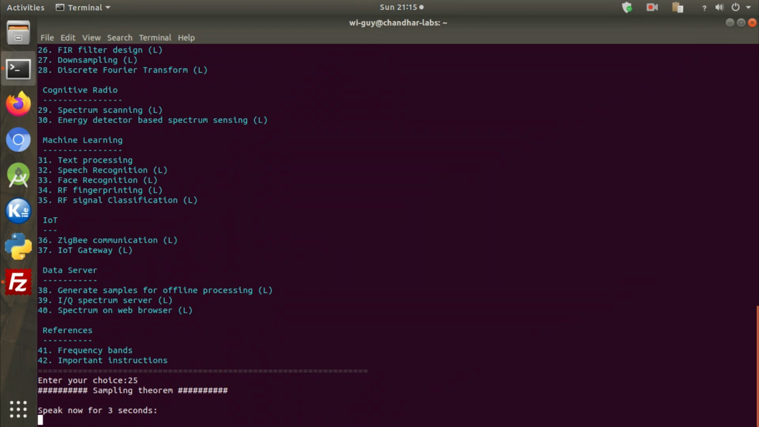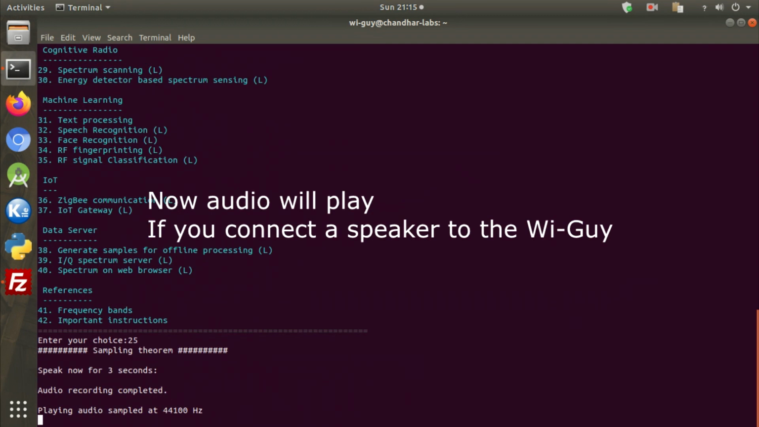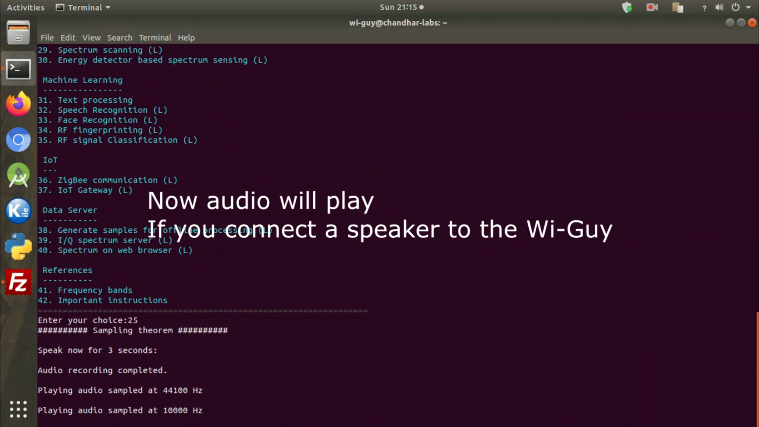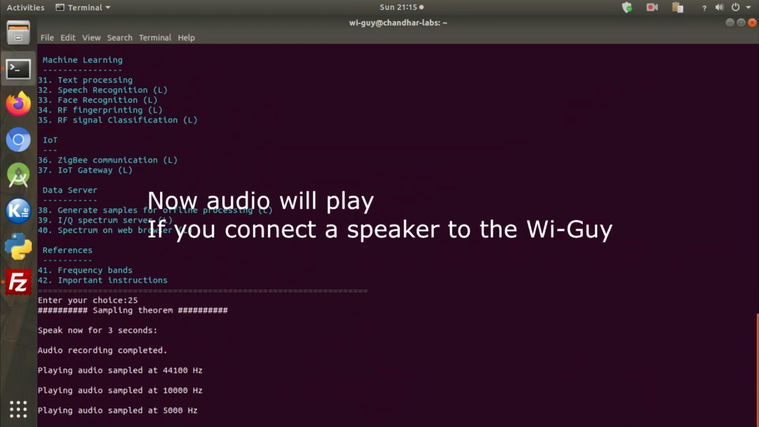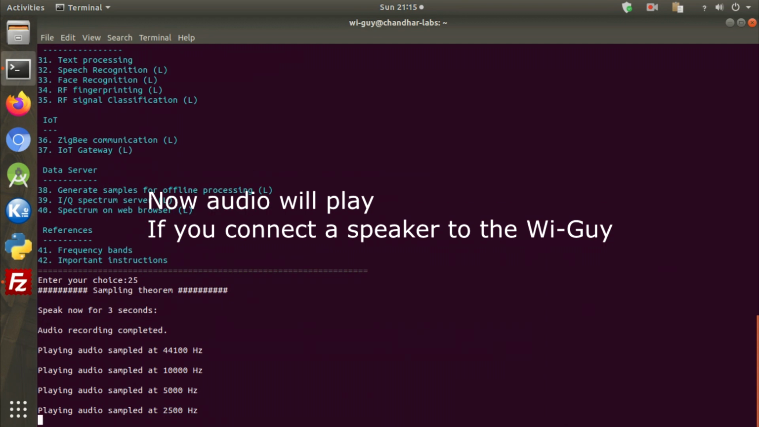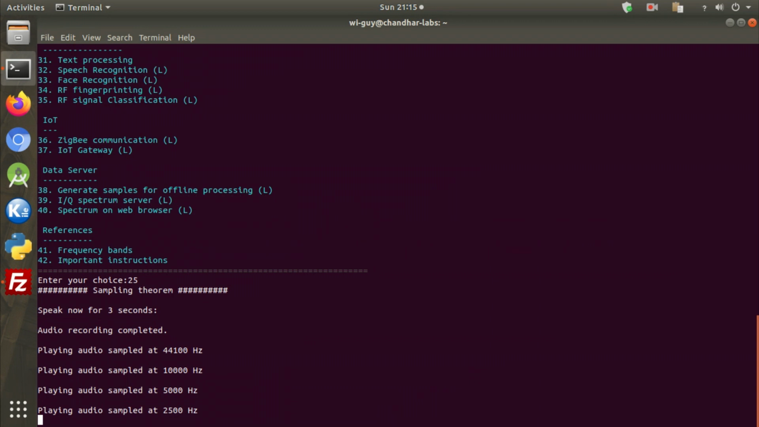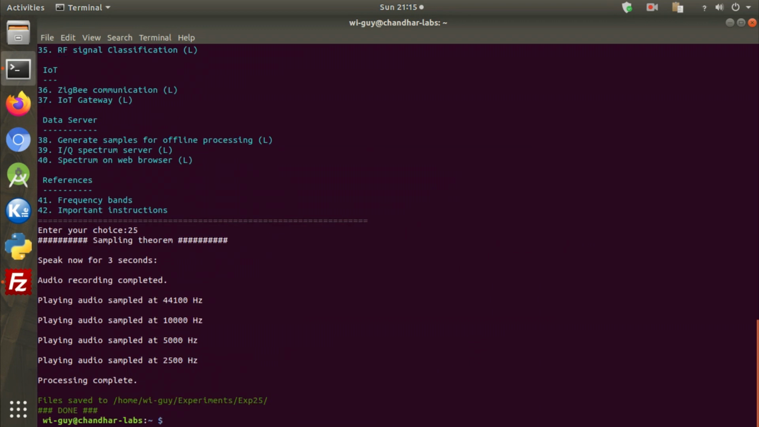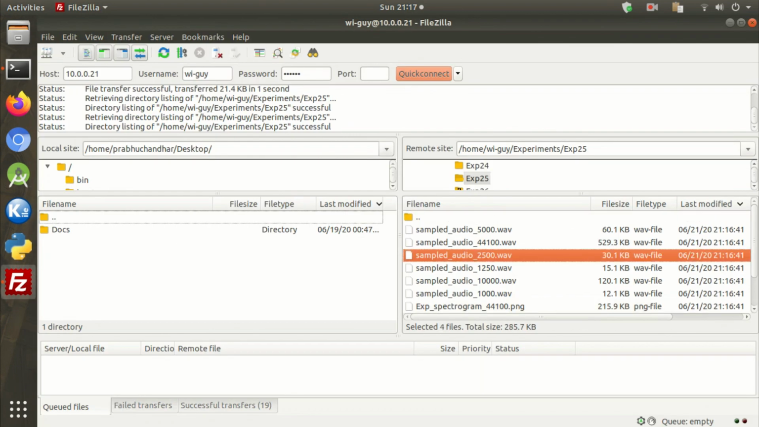If you connect a speaker to the Wi-Fi, the audio will be played at different sampling rates. Using FileZilla, transfer the files from Wi-Fi to your computer.